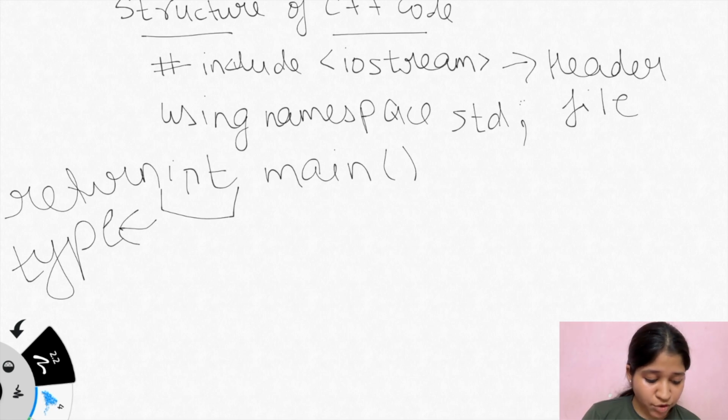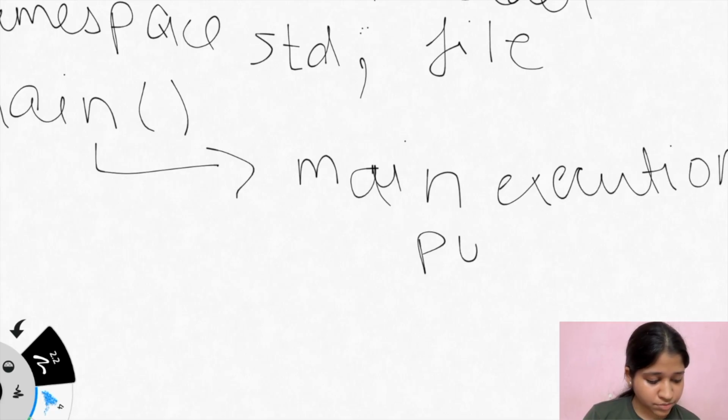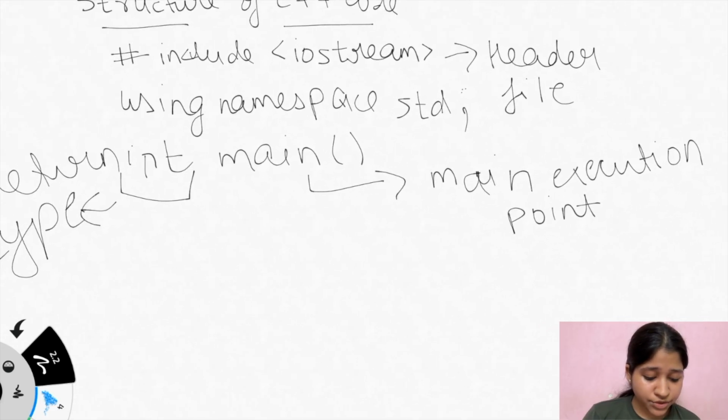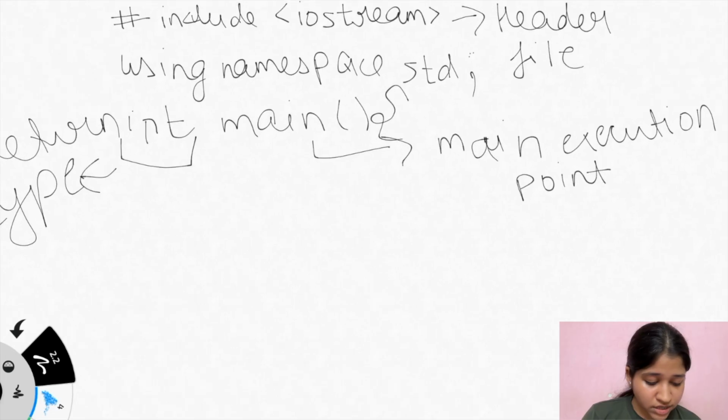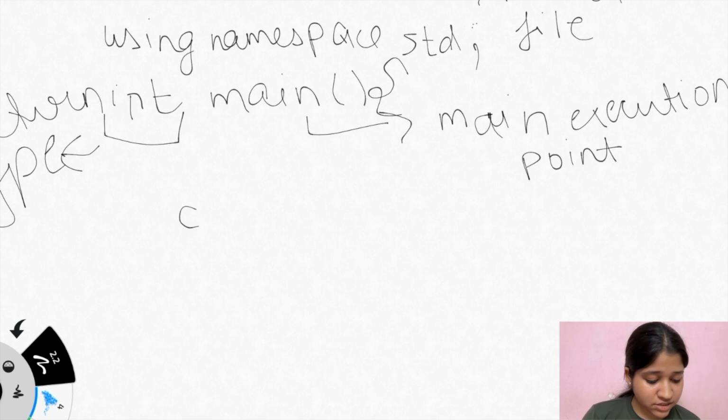So main is the name of our function and it is the main execution point. Execution of every code will start from this line of code. So let's open the curly braces and we will include some piece of code in between. Now let's write cout hello world.